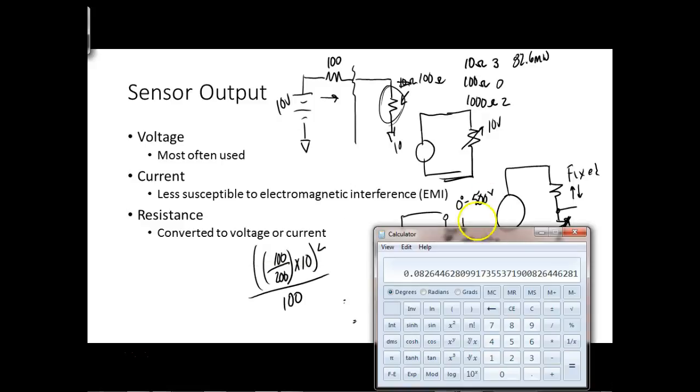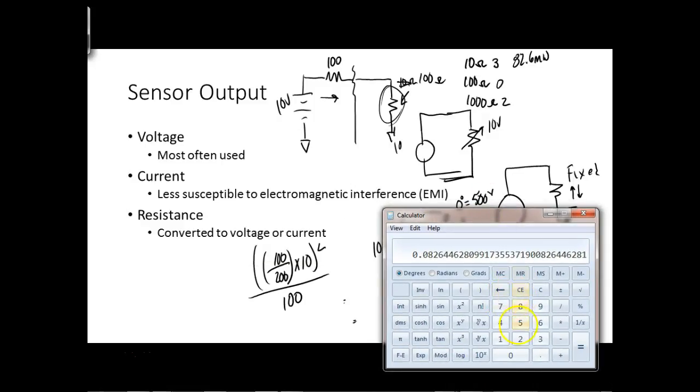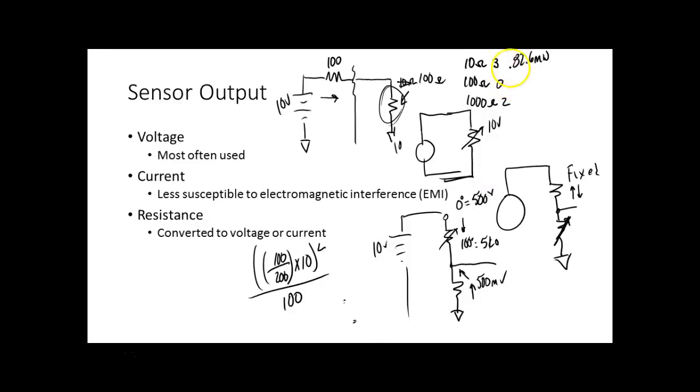So I'll come up here, I'm going to say 0.5 times 10. That's the voltage, right? Equals that. I'm going to square it, and I'm going to divide that by 100. And we got 250 milliwatts. So anybody that answered 10 got it wrong. See that? Everybody understand that? So here we had 82.6. Here we got 250 milliwatts to the load.